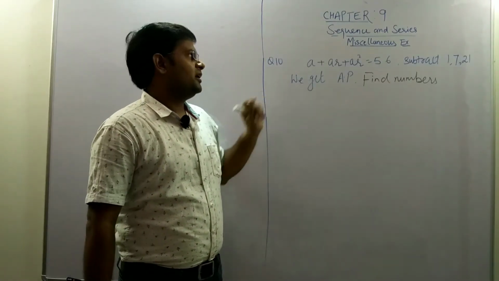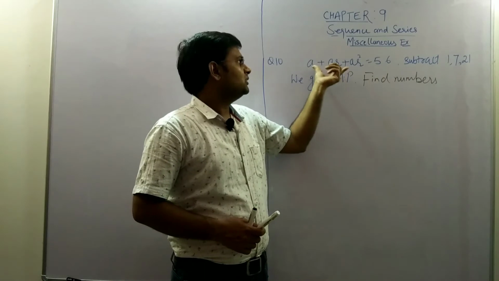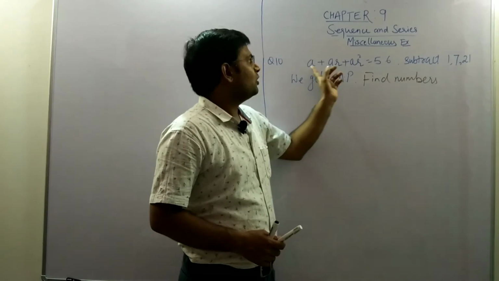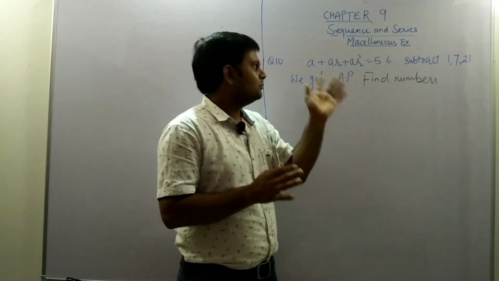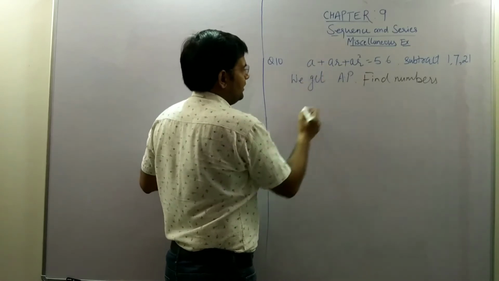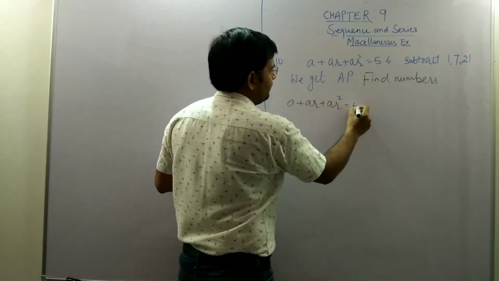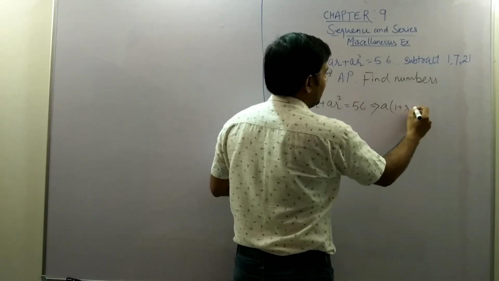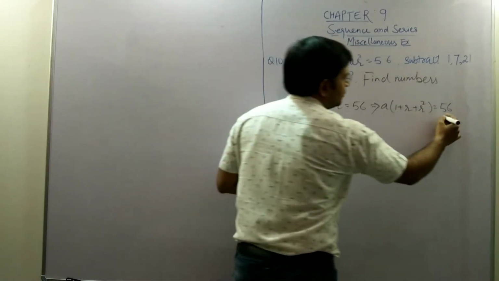Okay, now see question number 10. For the first 3 terms of a GP, the sum is given as 56. These are 3 terms of a GP. If you subtract 1, 7, 21 from these terms a, ar, ar^2, then you are getting those terms as an AP. Then you have to find the numbers. So we start from here: a + ar + ar^2, this is 56. If you take a common, then you will be getting a(1 + r + r^2) as 56. So we can mark this as equation number 1.